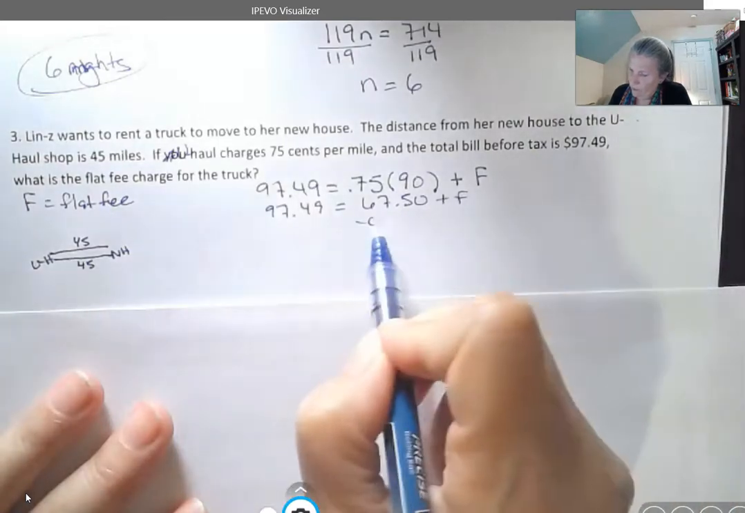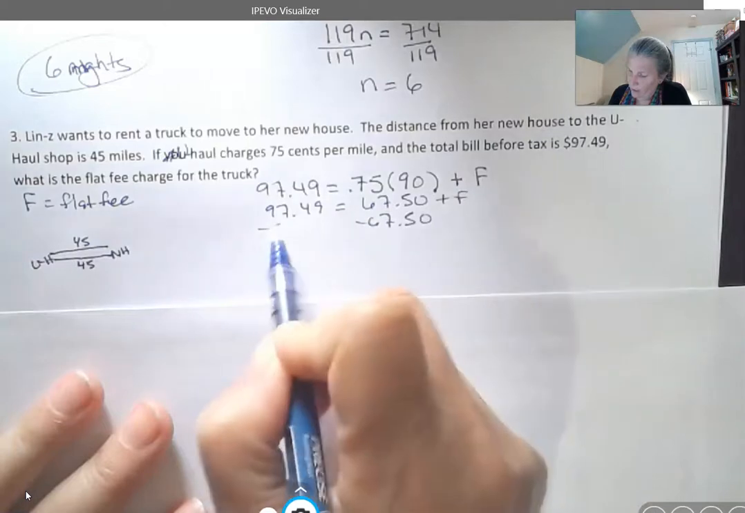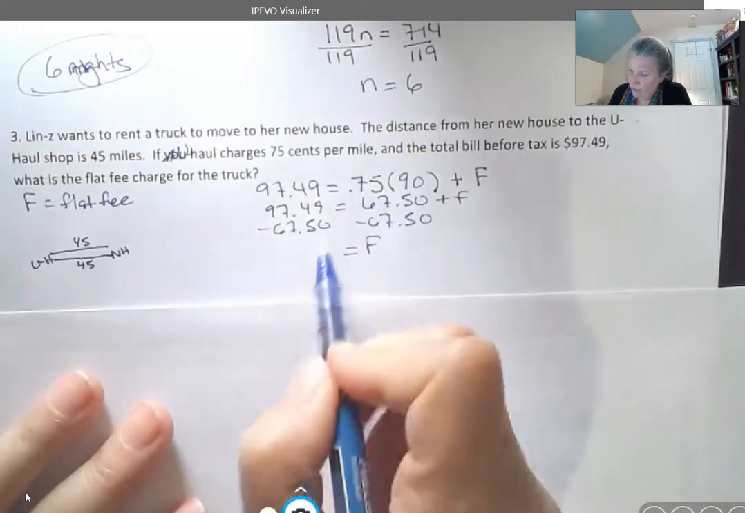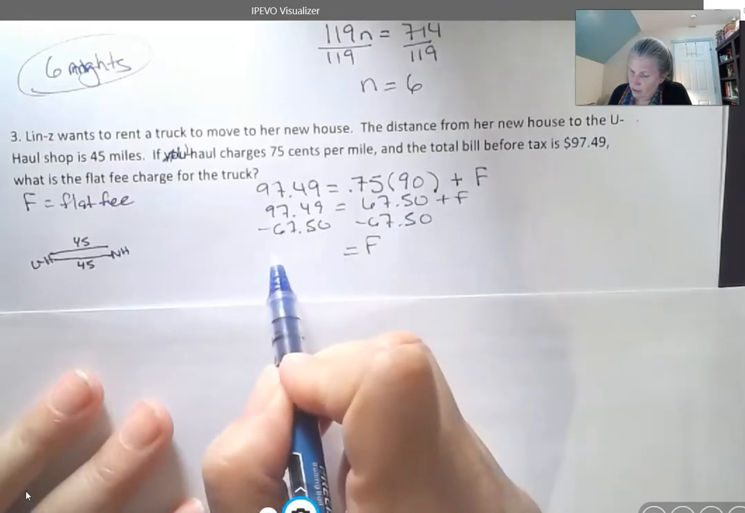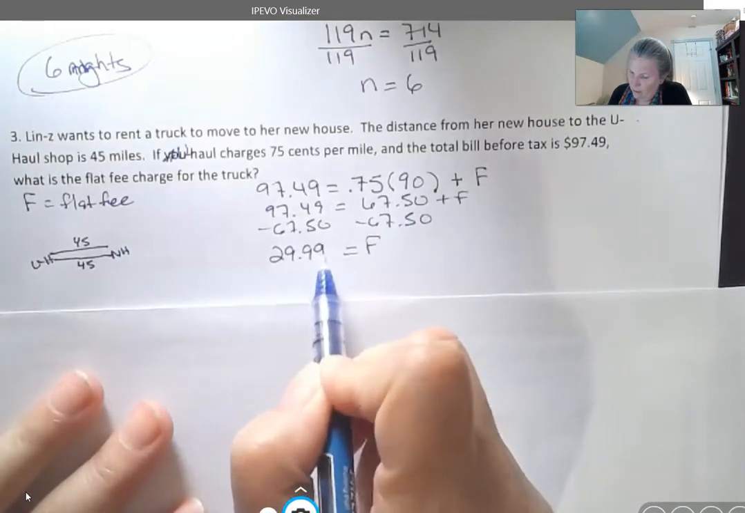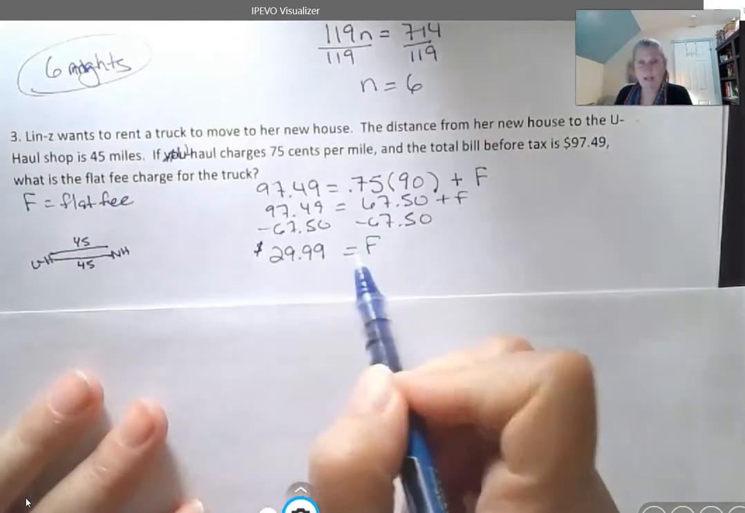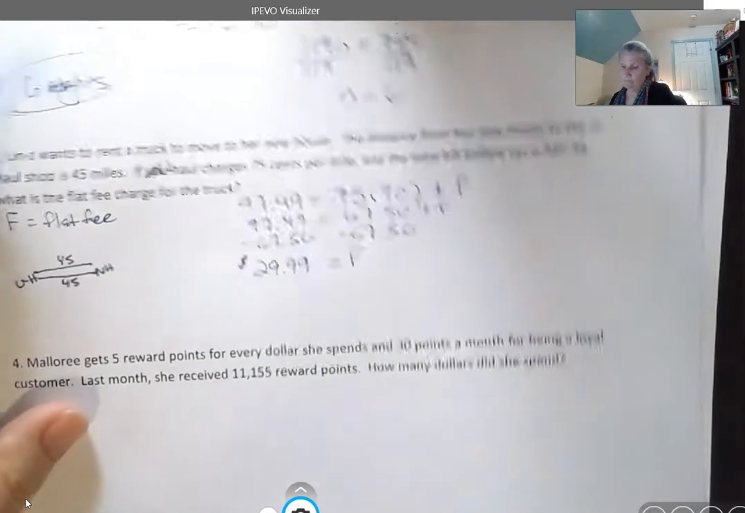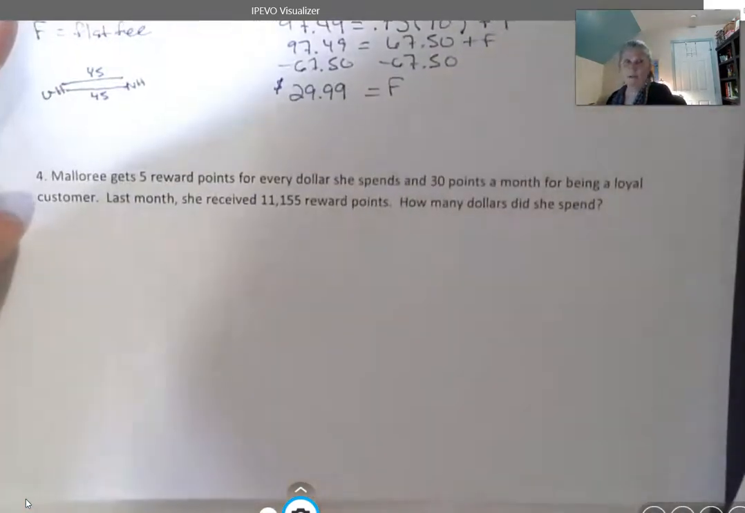And now I'm going to subtract 67.50 from both sides. And that's going to give me $29.99. And that's the flat fee for renting the truck before you even leave the lot. Okay, and one more of those types.